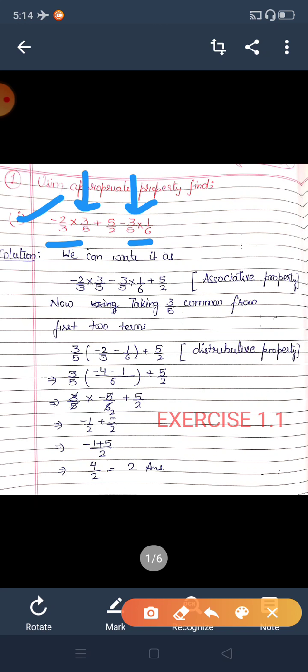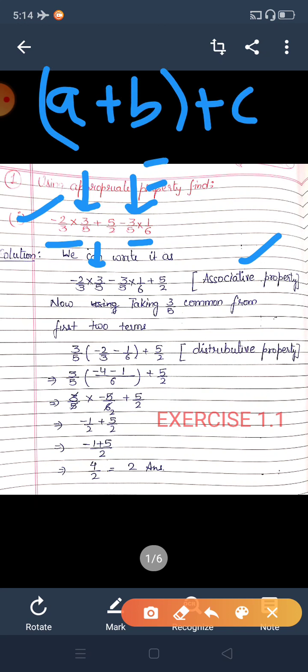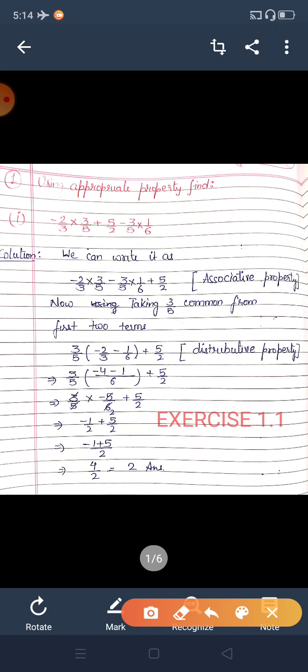So first of all we can write these two terms together which contain 3 by 5. So we can write minus 2 by 3 multiply by 3 by 5 minus 3 by 5 multiply by 1 by 6. Which property we will use? Associative property. Associative property is what? A plus B plus C is equal to A plus B plus C. We can change the grouping. So here we have changed the grouping. We have grouped the first and last term together. This is known as associative property.